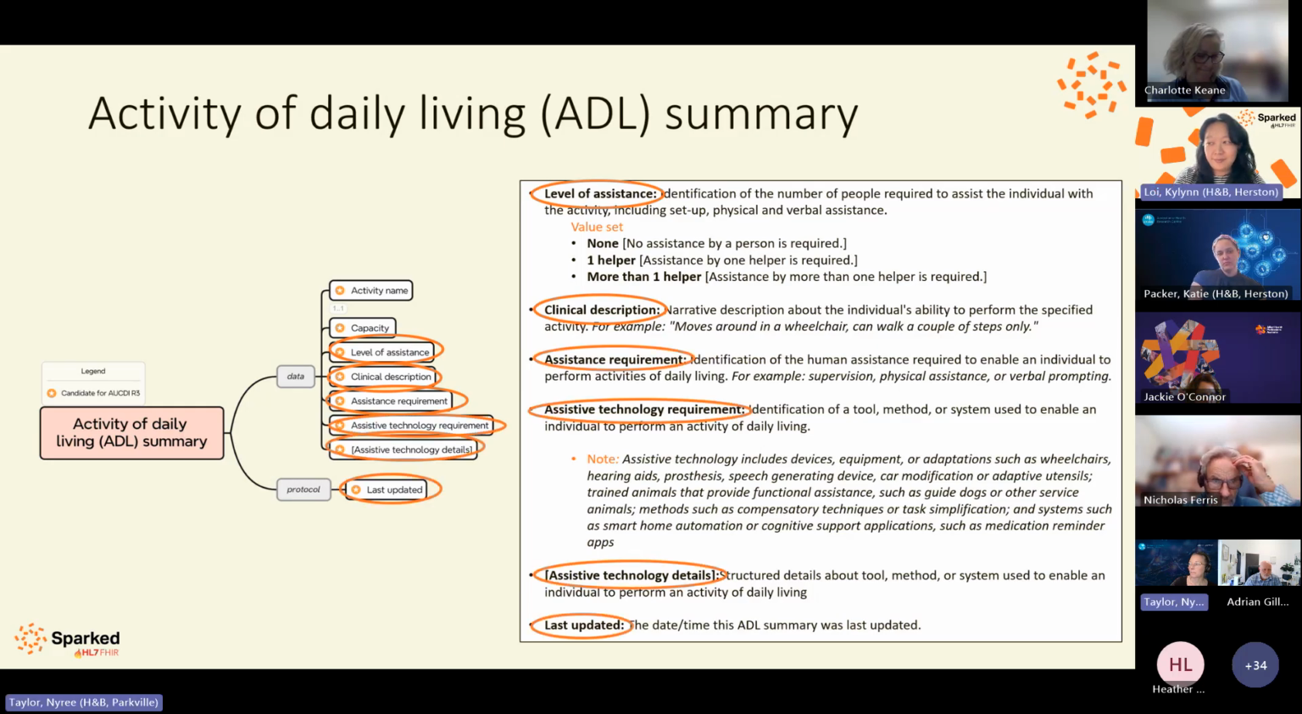So are you happy if I keep going, Kylene? Oh, sorry, Adrian's got another question. Yep. If you read what it says for clinical description, it says narrative description about the individual's ability to perform the specified activity. It doesn't say anything about the evidence about how that conclusion came to. We need something where we can put that evidence in to support that conclusion.